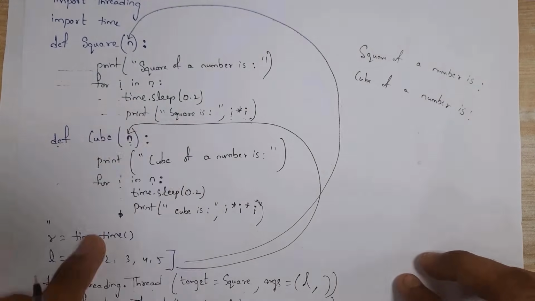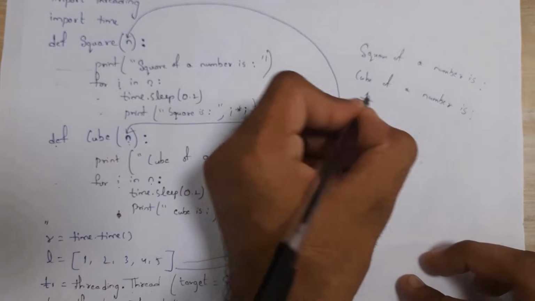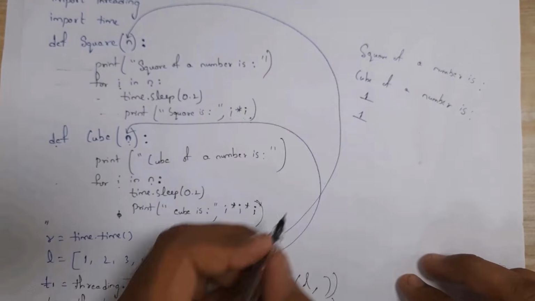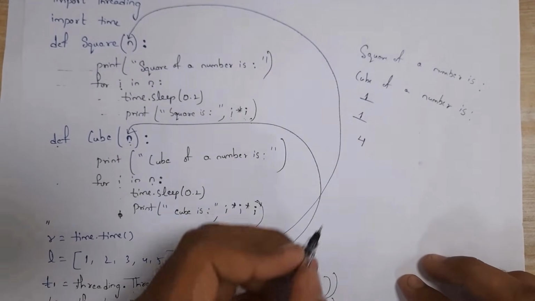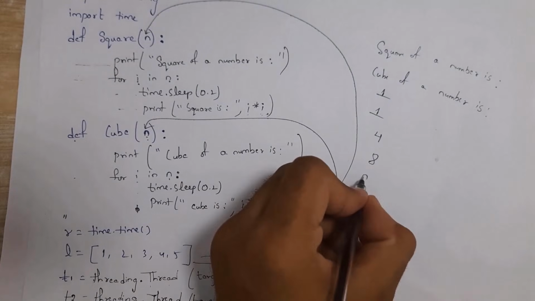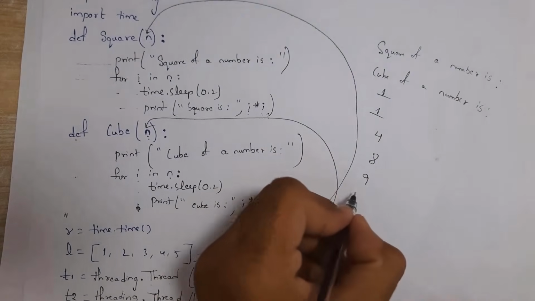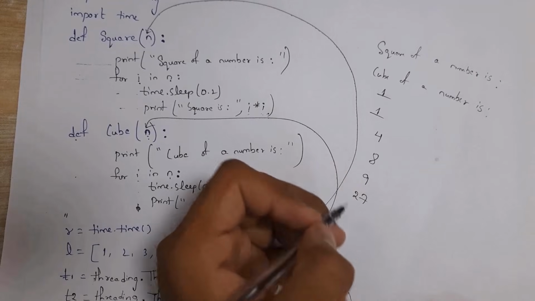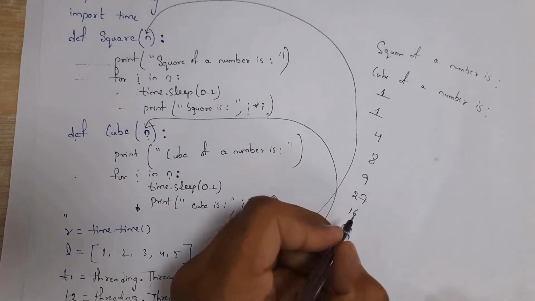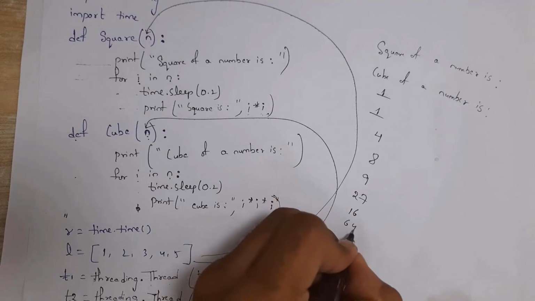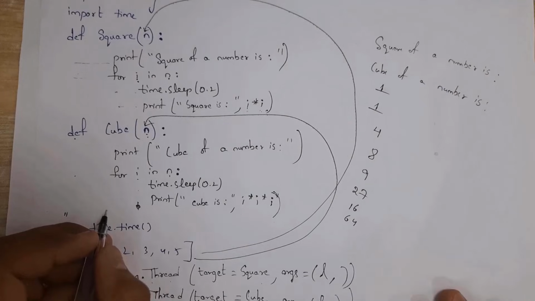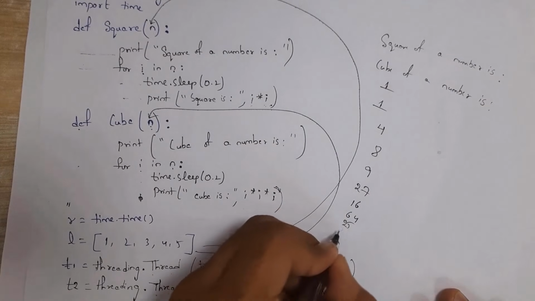Next it will print 1 square, that is 1, and next 1 cube, that is 1, and similarly 2 square, that is 4, and next 2 cube, that is 8, and next it will print 3 square, that is 9, and next 3 cube, that is 27, and similarly next it will print 4 square, that is 16, and 4 cube, that is 64, and next it will print 5 square, that is 25, and 5 cube, that is 125.